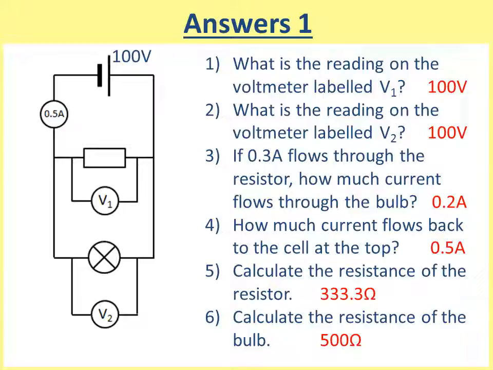Question number 5, calculate the resistance of the resistor, and for this we use Ohm's law, which is V equals I times R. If you plug in the numbers you'll be able to get that answer. And question 6 is exactly the same. We use V equals I times R. We know the voltage from the question above, and we know the current from the question above. And once we solve the equation, we'll see that the bulb has a resistance of 500 ohms.